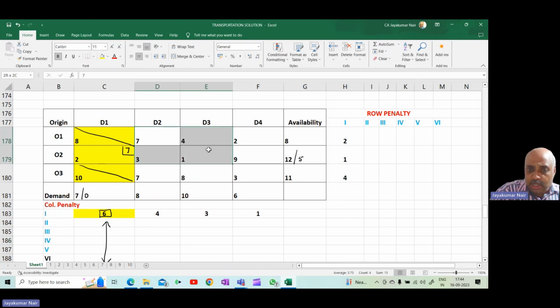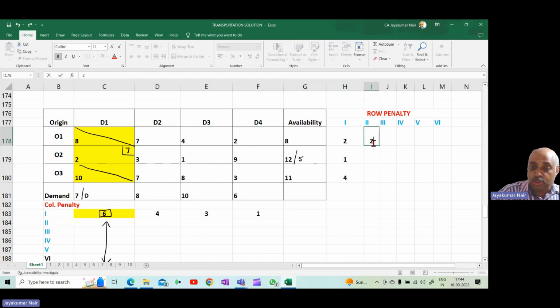So now I move on to the next step. What is the next step? Same procedure you have to continue. First, again, I'll calculate the difference in this particular row, which is the least cost cell. So 2 and then 4, the difference is 2. And here it's 1 and 3, difference is 2. 3 and 7, difference is 4. Column 3 and this 4. 1 and 4, 3. 2 and 3, 1.